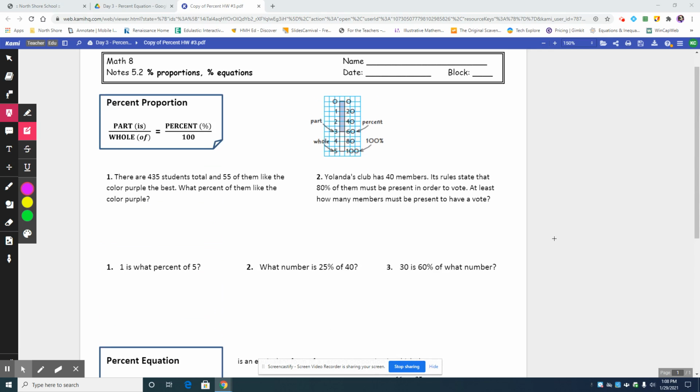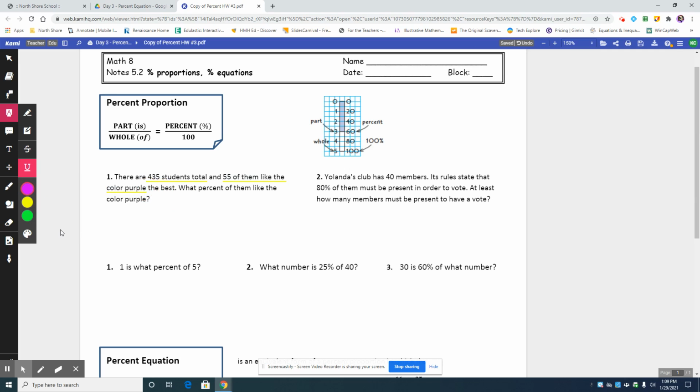Coming back up to the top, we're going to read our first problem and highlight our important information, because that's the first thing you should do. There are 435 students total, and 55 of them like the color purple the best. What percent of them like the color purple? So important information here would be 435 students total, and 55 of them like the color purple.